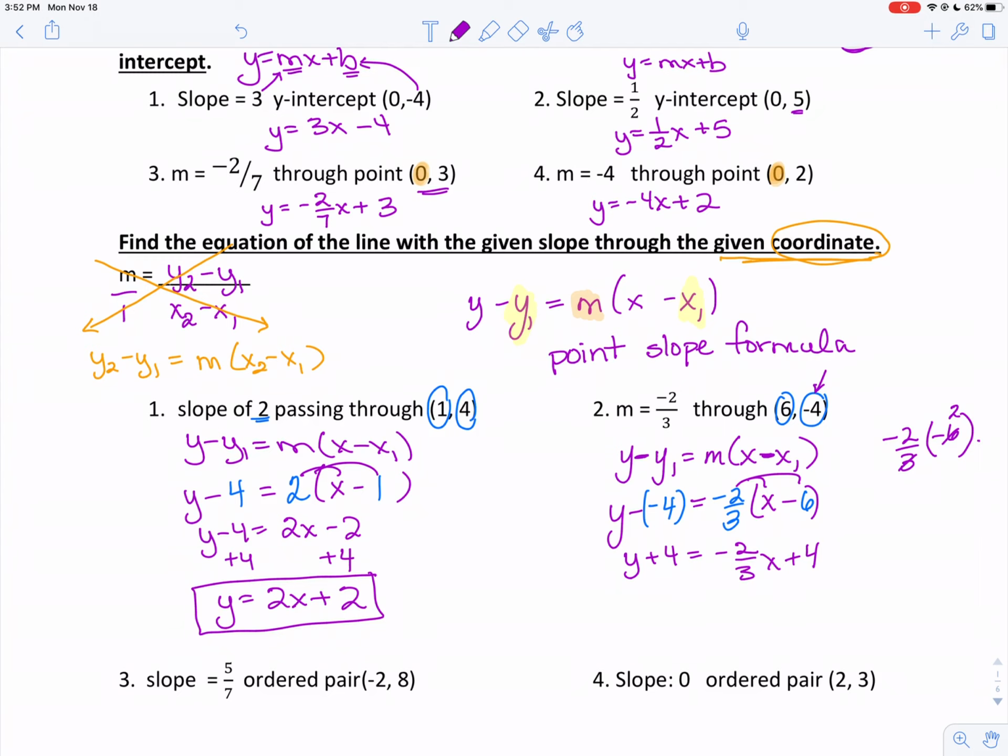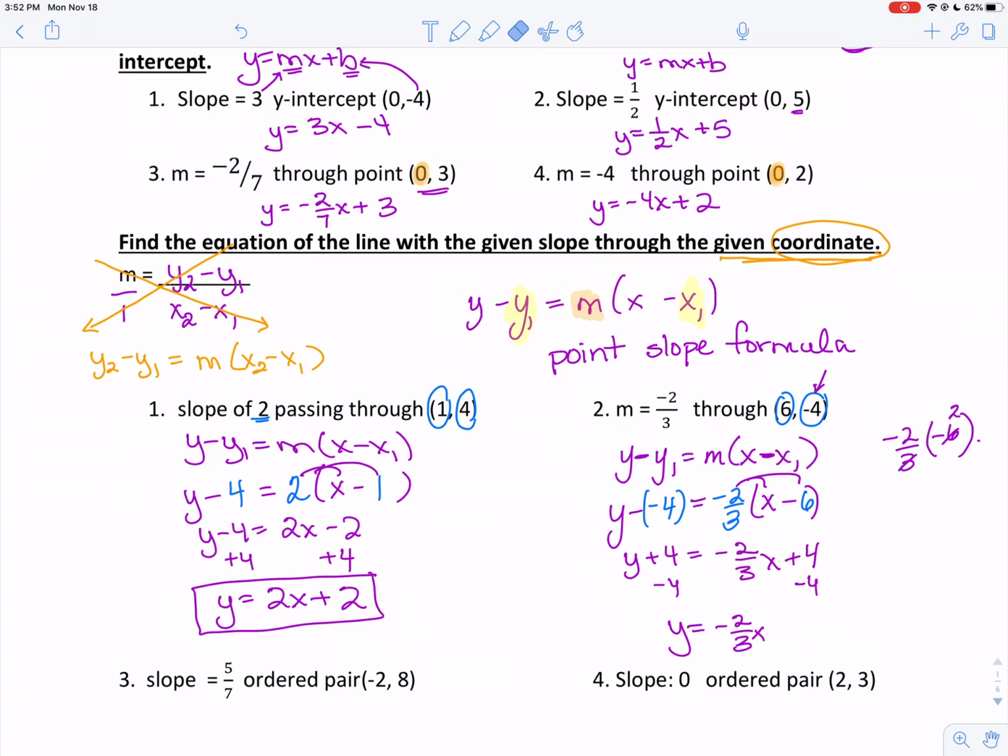Or you can plug it in your calculator. However you want to get that 4 sitting there. Now, I'm going to solve it for y, so I get y all by itself. I'm going to subtract my 4. Now, notice that it cancels out. So it will be -2/3 x plus 0, but you don't have to put the plus 0 there.